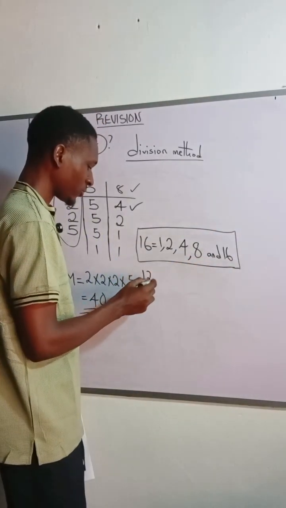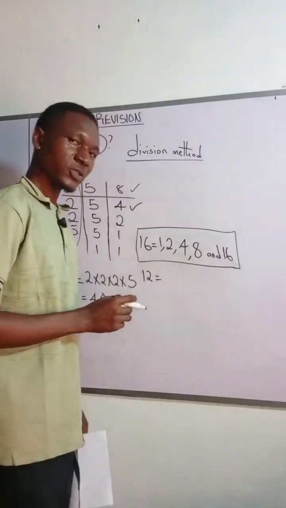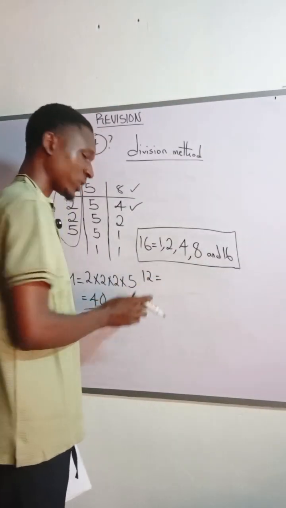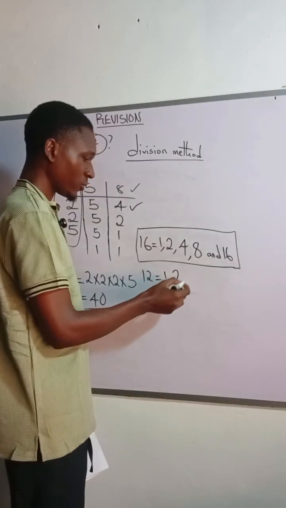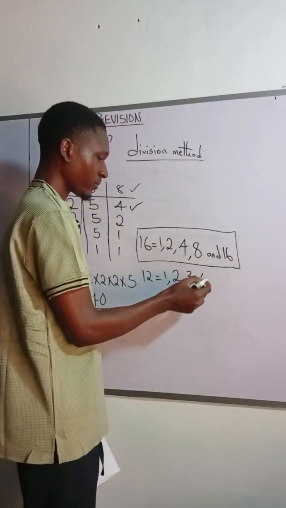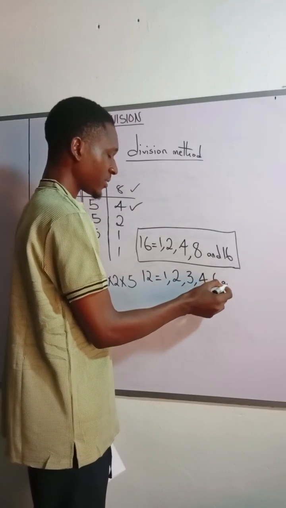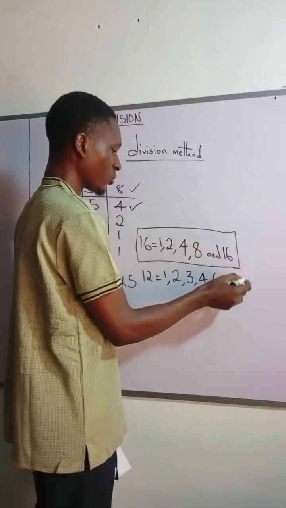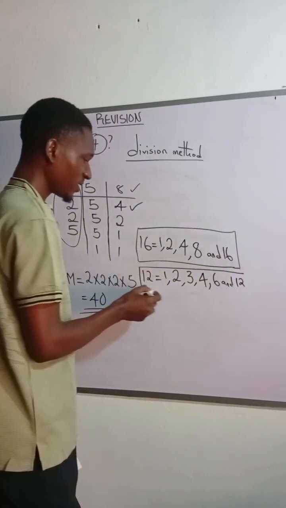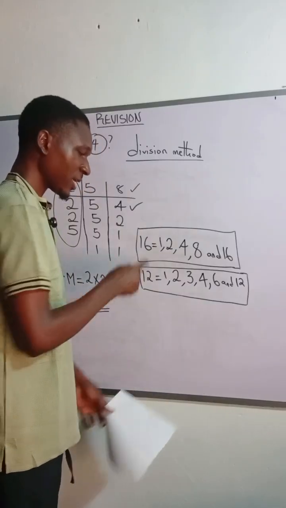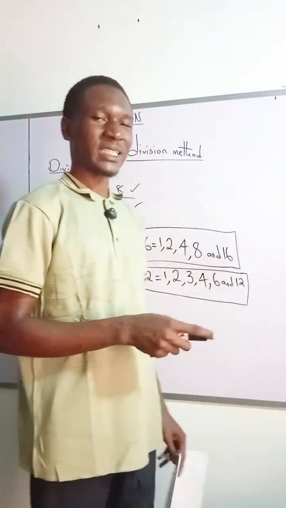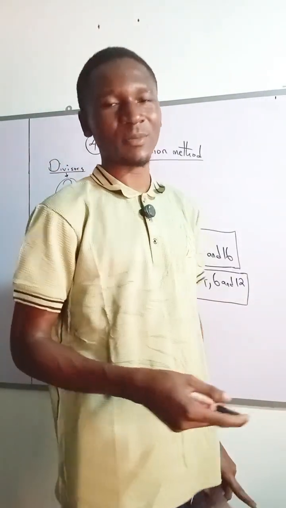What are the factors of 12? The factors of 12 are those numbers that we can use to divide 12 without leaving a remainder. Example: 1, 2, 3, 4, 6, and 12. These are the factors of 12. So this is how you look for factors. You look for the numbers that can divide that number without leaving a remainder.